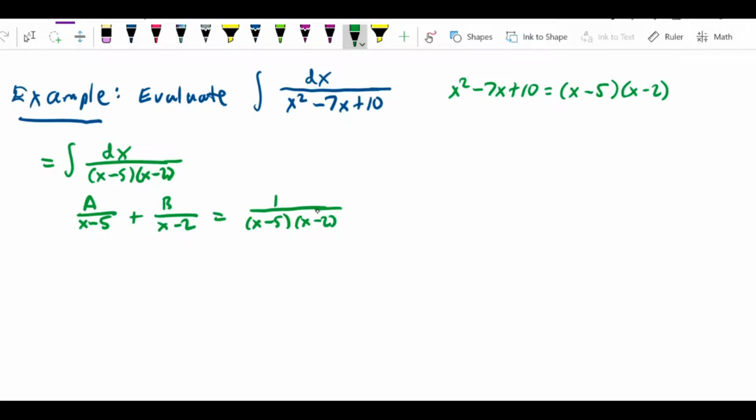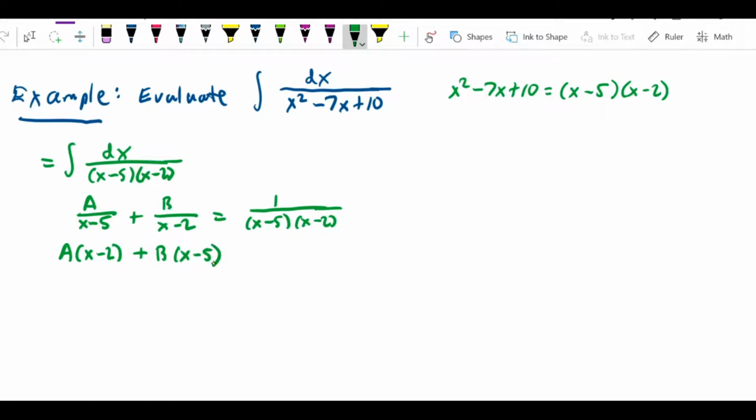This is based on the introduction where we saw how different types of rational functions decompose. We can see that this is in fact the correct decomposition. We simply have to solve for A and B. So the way we're going to do that is we're going to multiply everything through by the full denominator. In other words, I'm going to multiply both sides of the equation by (x minus 5)(x minus 2). That gives us A(x minus 2) plus B(x minus 5).